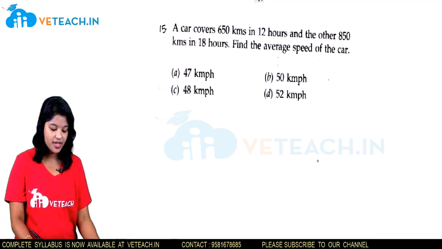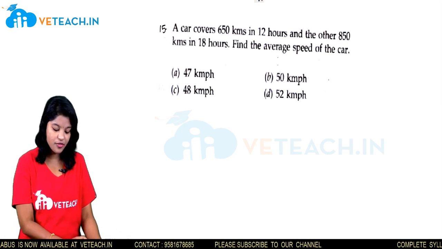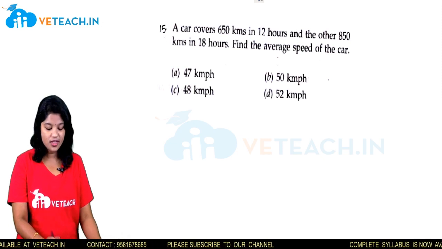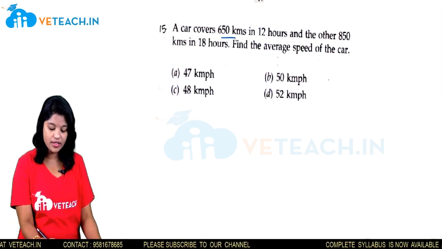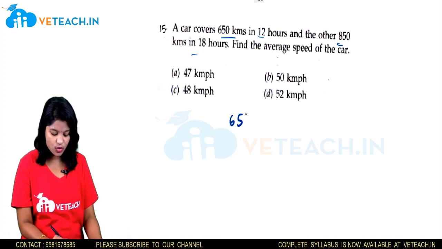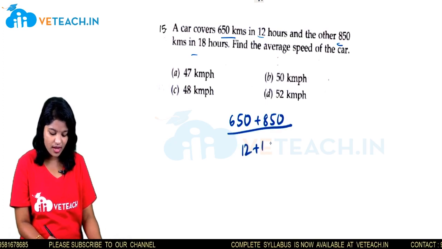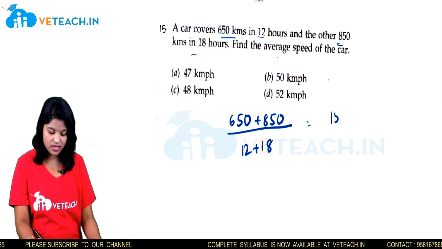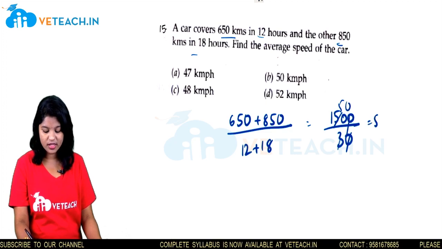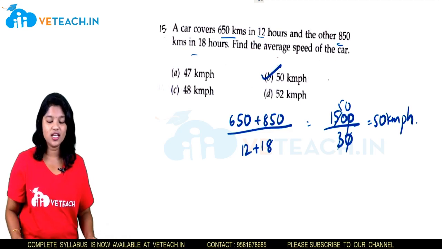See the next question. A car covers 650 kilometers in 12 hours and another 850 kilometers in 18 hours. Find the average speed of the car. So here we have a car traveling two different distances in two different times. Simply, average speed is the total distance covered divided by total time taken. So that is nothing but 1500 divided by 30, which is 15 kilometers per hour. So option B is our correct answer.